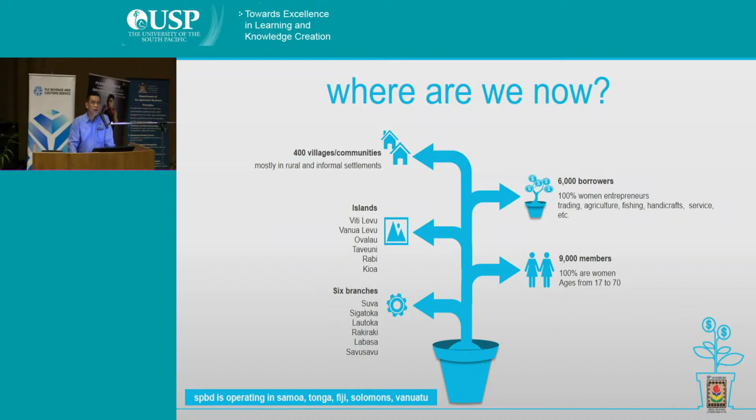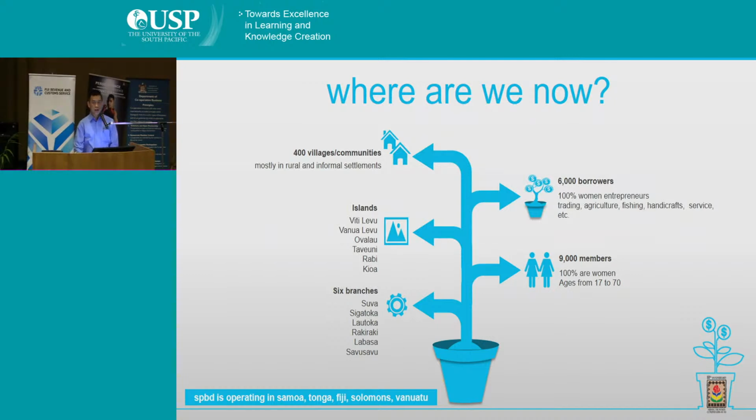We have offices in Suva, Sigatoka, Lautoka, and Rakiraki in Viti Levu, and in Vanua Levu we have offices in Labasa and Savusavu. As of last year, we have 6,000 borrowers. 100% are women, and they're engaged in trading, agriculture, fishing, handicrafts, service-related, and other businesses. While we have 6,000 borrowers, we actually have 9,000 members. Some of them are just saving members, because we also provide saving services for our members.